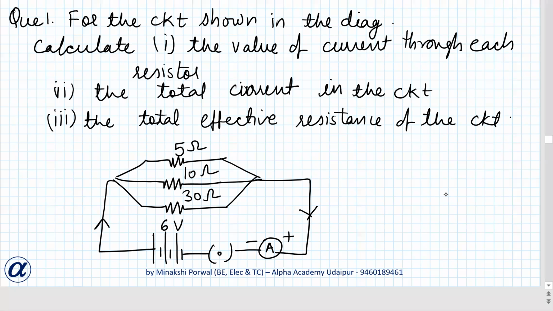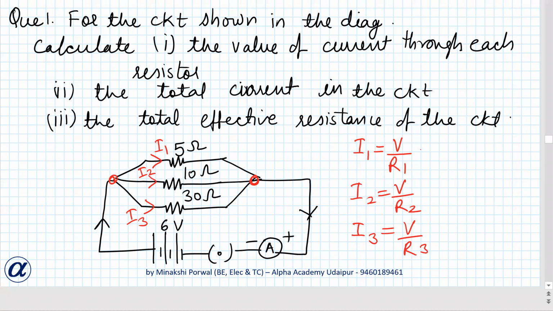So for the circuit shown in the diagram, calculate the value of current through each resistance. Current through each resistance we have to find. Suppose this current is I1, this is I2, and this is I3. Potential difference across all the resistance is 6 volt only. So I1 equals V by R1, I2 equals V by R2, and I3 equals V by R3. V is 6, R1 is 5, V is 6, R2 is 10, V is 6, R3 is 30.